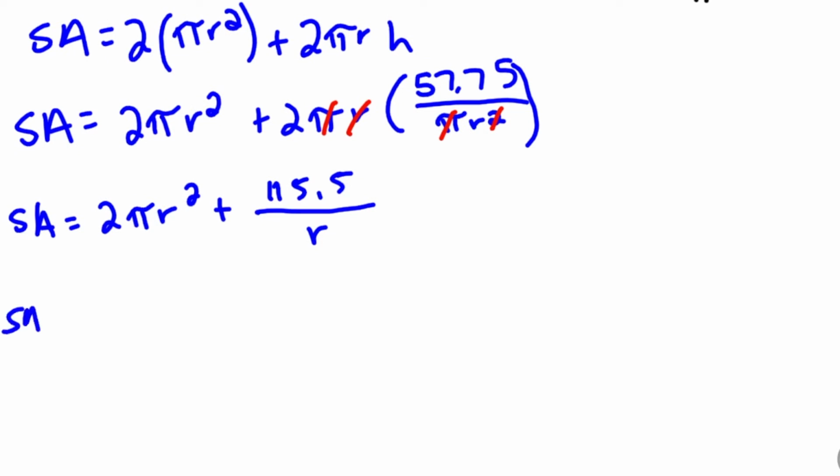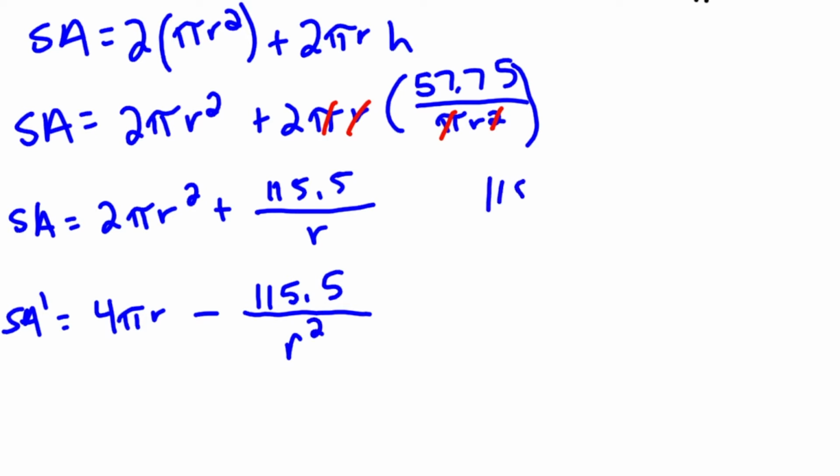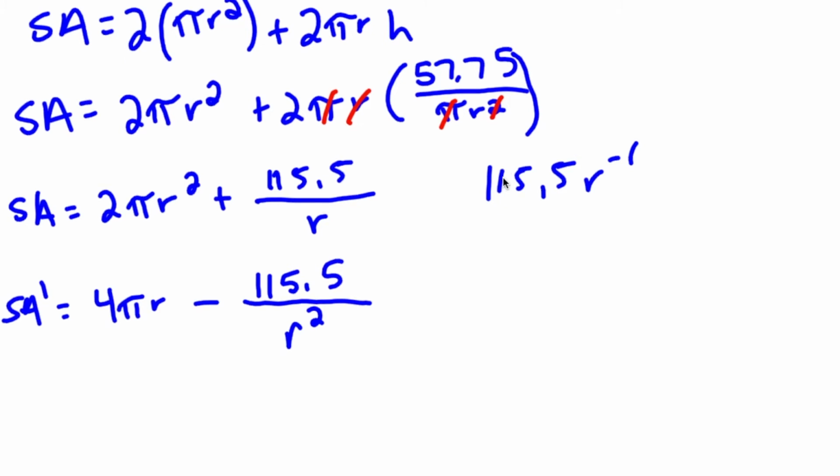So SA prime, the derivative of 2 pi r squared, this is going to be with respect to r, so 4 pi r. Now the derivative of this, if you want to bring the r up and make it r to the negative first, doesn't really matter. Hopefully you've done enough of these so that you can see the pattern that's happening there. You can move the r up and make this 115.5 r to the negative 1. Move the exponent out front. That's why it's now a minus. Subtract 1 and it's r to the negative 2. That's where the r squared comes from. Either one of those will get you to this point eventually.